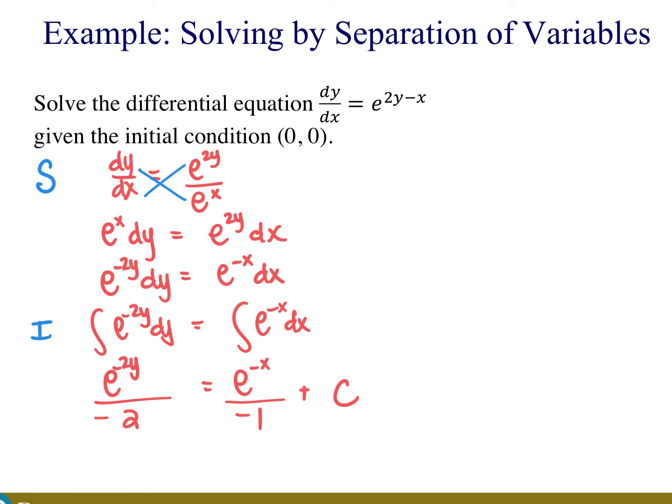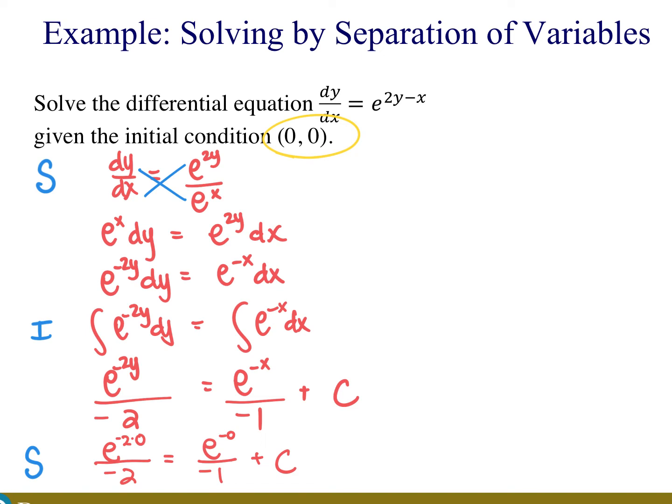Now my next S is solve for C. And I do that by plugging in 0 and 0 for the two different values of x and y. So when I plug in 0, I get e to the negative 2y times 0, so -2 times 0 divided by -2. And that's equal to e to the negative 0 divided by -1 plus c. This is all an algebraic step. Okay, do you guys remember what e to the 0 is? 1. E to the 0 is 1.